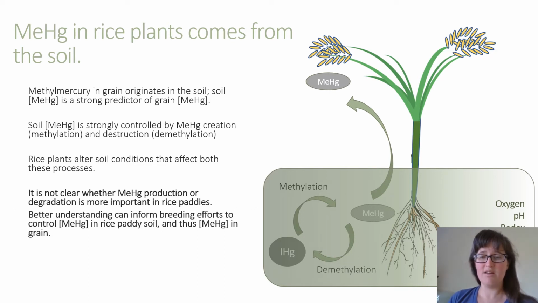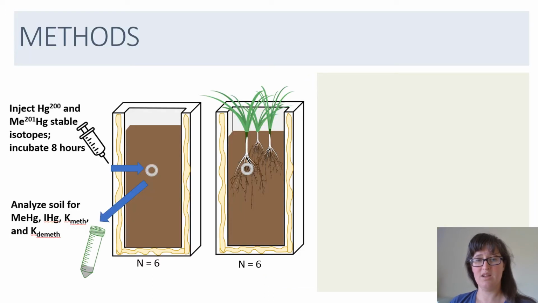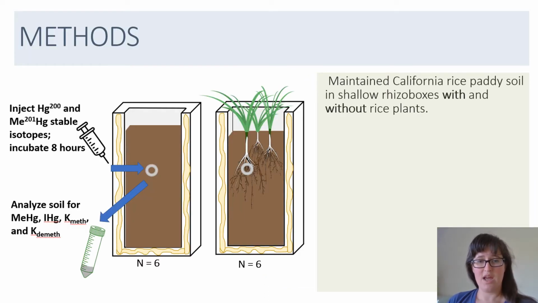Better understanding of this very fundamental question could inform efforts to breed plants that alter the biogeochemistry of the soil around them in ways that might control the methylmercury burden and thus control the methylmercury in rice grain. So we took a simple first cut approach to investigating this question. We maintained California rice paddy soil in shallow rhizoboxes with and without rice plants.